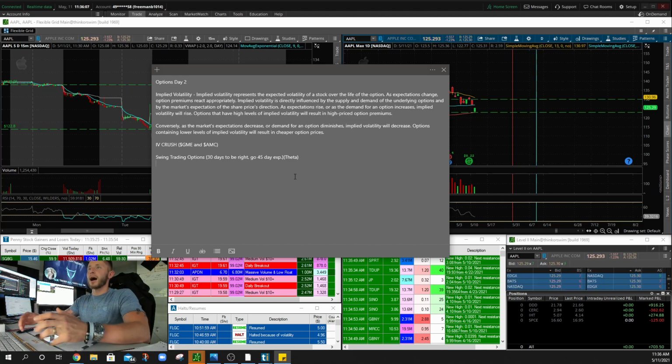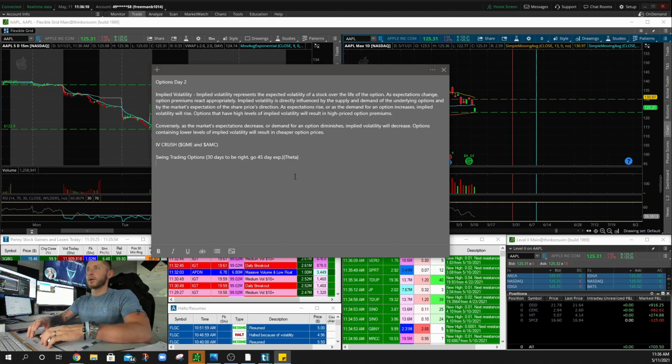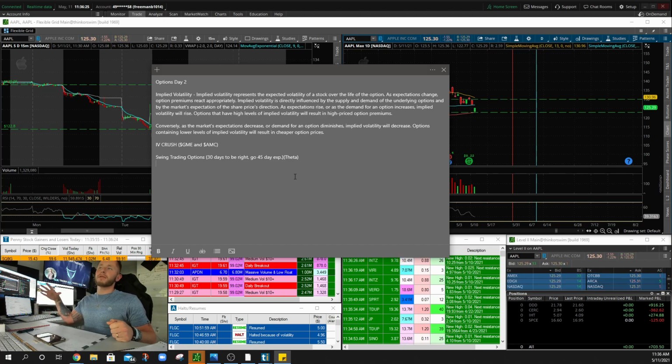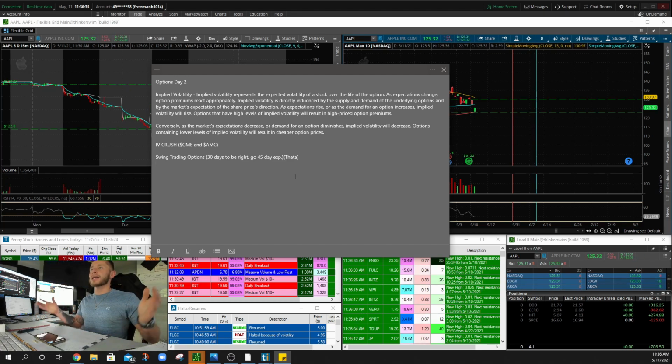Always be mindful of the IV. IV is implied volatility, right? The higher the implied volatility is, the more expensive the contracts are. The lower the implied volatility is, the cheaper the contracts are. So if you get into a stock or an option that has a high implied volatility and then it levels off and the implied volatility goes back down, you will lose money on that option because the implied volatility is decreasing, which is making these contracts cheaper, right? And that is what we call an IV crush, an implied volatility crush.